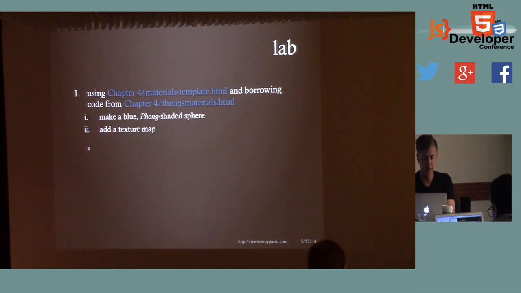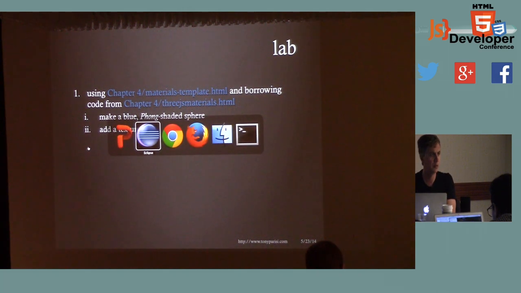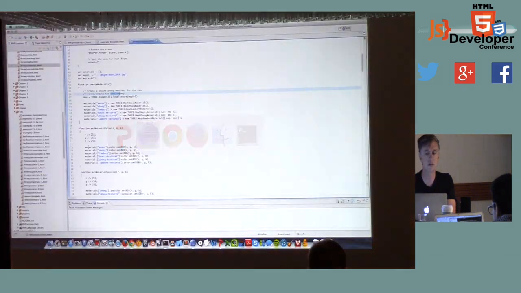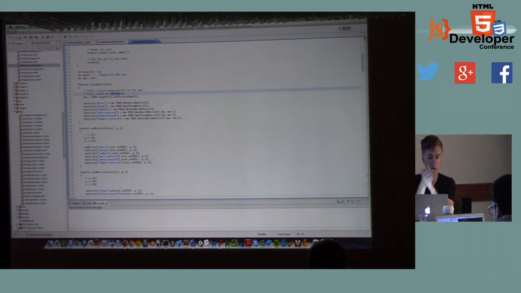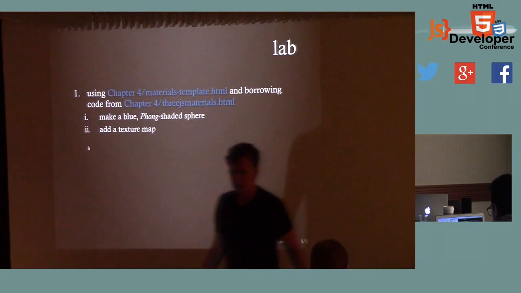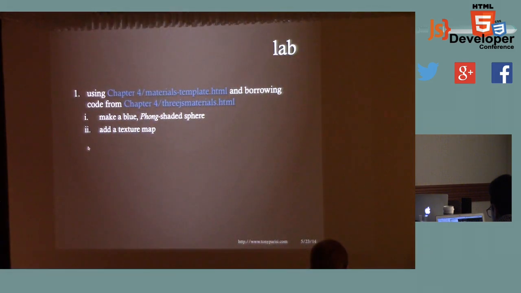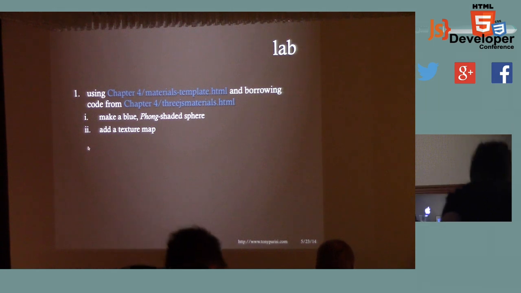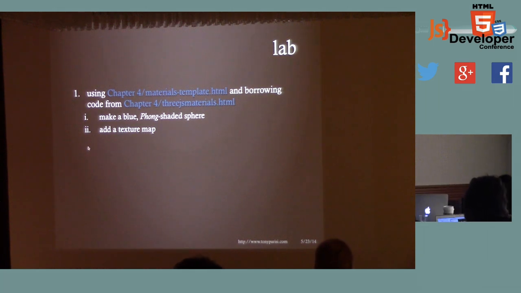Everyone got their texture map blue moon? Anyone having problems with that? Yes? Who said that? Where are you? Okay, let me come over and look with you before I give away the answer. All you needed was the material. So you already had a material to do your blue sphere, right? Did you create the blue sphere from the previous lab? Right, so all you need to do now is add a texture map to that same material.